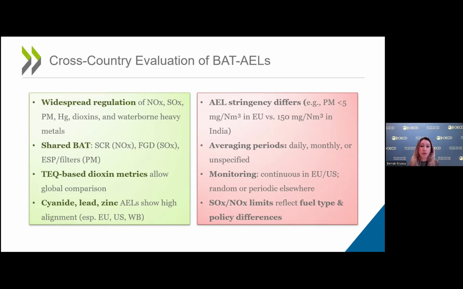However, there were also differences that we have noticed across the governments for certain pollutants, such as the stringency levels, which have varied quite a bit for particulate matter between the EU and India. And there was also varying information on averaging periods, whether it was daily, monthly, or unspecified. Monitoring standards have varied across the countries too, whether it was continuous, random, or periodic. What we've also noticed is that nitrogen oxide and sulfur oxide limits actually reflected more the fuel type chosen and the policy differences of the countries that covered these pollutants as key environmental indicators.